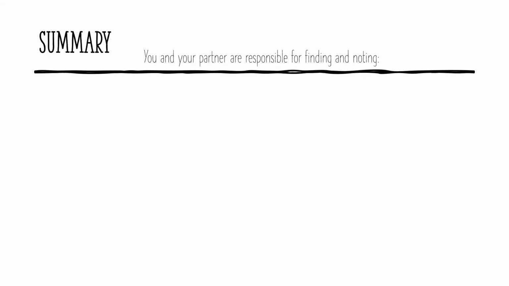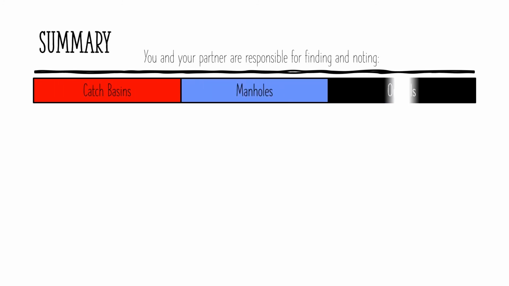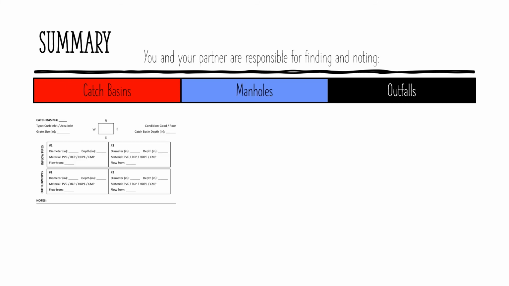Okay, that was a lot of information, so I'm just going to take a second here to recap. You and your partner are responsible for locating and characterizing catch basins, stormwater manholes, and outfalls within your assigned sections. For catch basins, you'll need to use the tape measure, flashlight, and compass to collect measurements and record those measurements on a blank catch basin data sheet. Make sure to mark the location and number on the map in red.